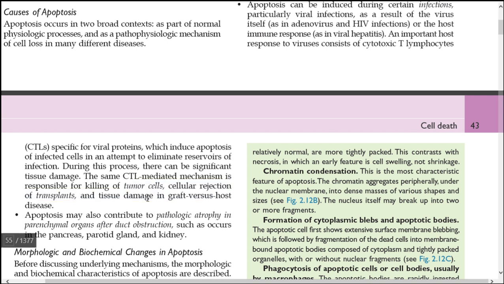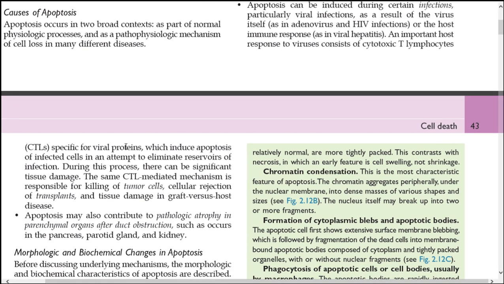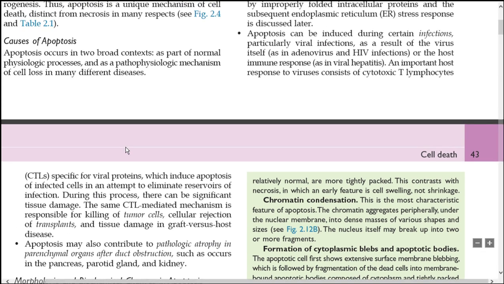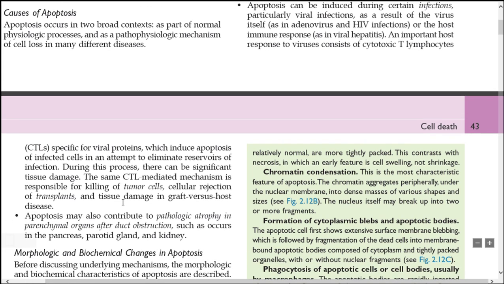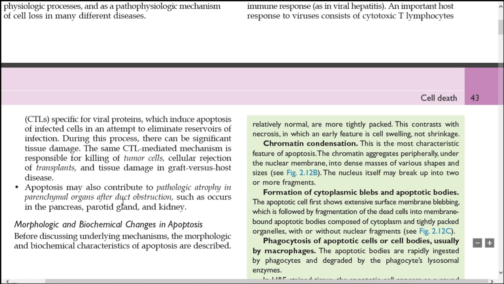So during transplantation and during tumor, the cytotoxic T lymphocytes are produced against certain viral proteins. Viruses contain certain viral proteins for which the specific cytotoxic T lymphocytes are produced. These induce apoptosis and help to destroy the tumor cells and the cells of rejected transplants, and especially the damage to the tissue caused due to organ transplantation is due to apoptosis.